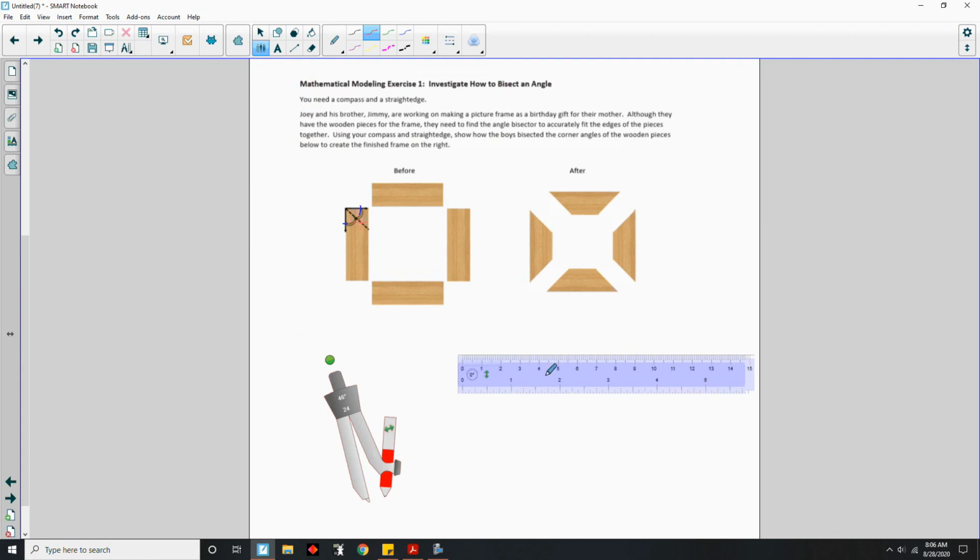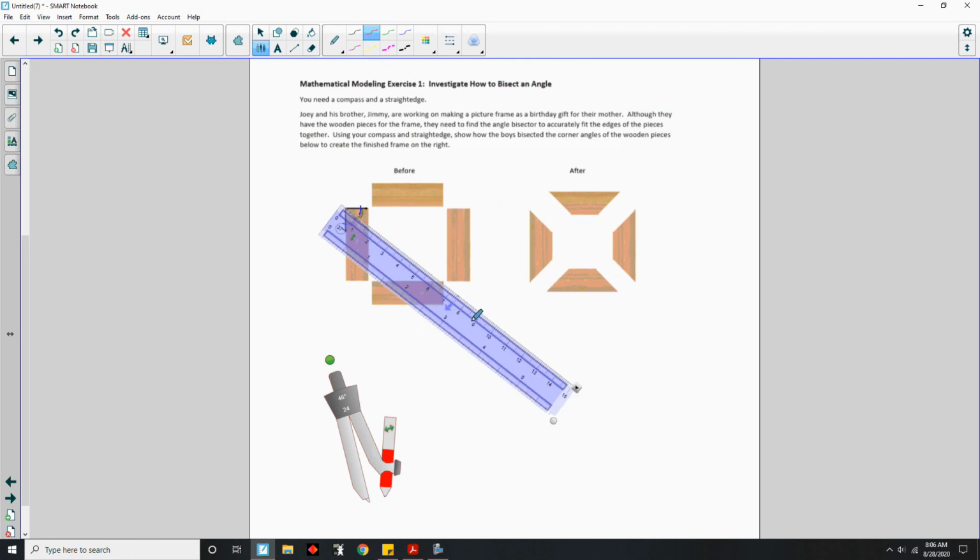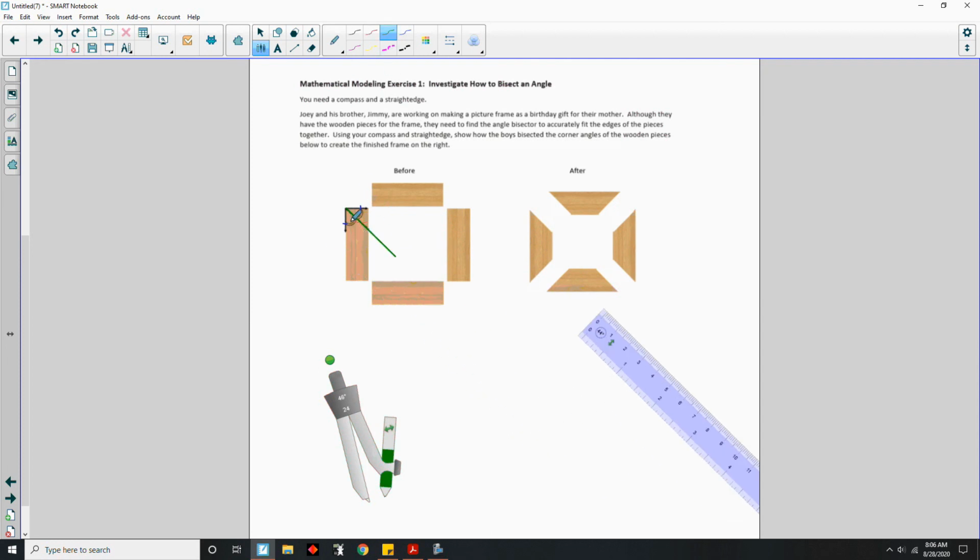And then I would take my straight edge, put it at the corner where I want to start the cut, rotate until I go through the intersection of that arc I just created, and draw a line segment through there. And that would make the angle bisector.